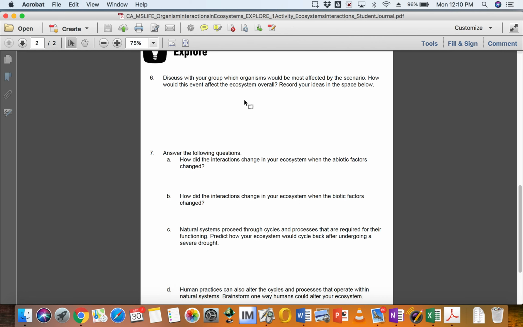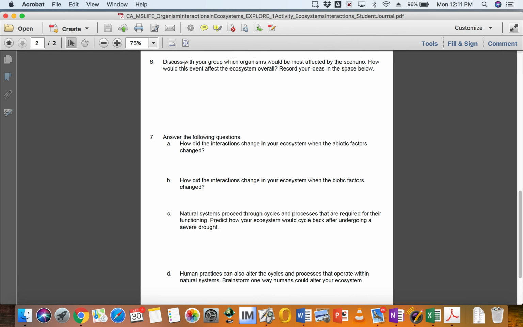All right. So now a lot of them are really straightforward. How would you be affected by this, or how would your organisms be affected by the scenario? If there's floods, what would happen? How would it affect it overall? So just what are you thinking?